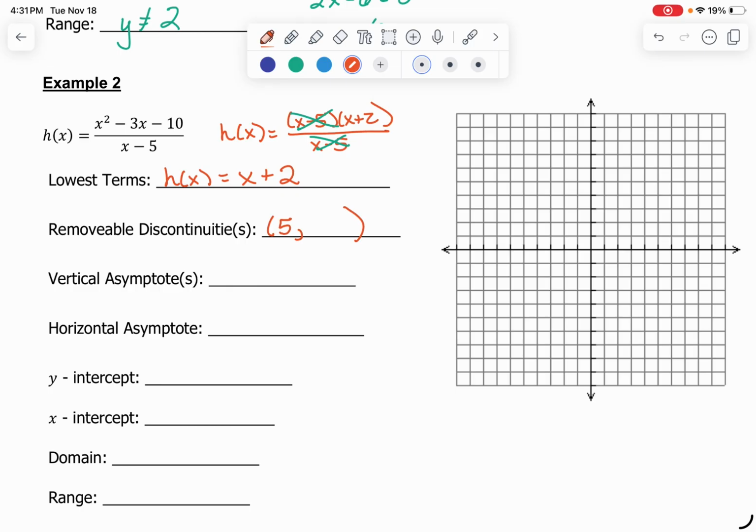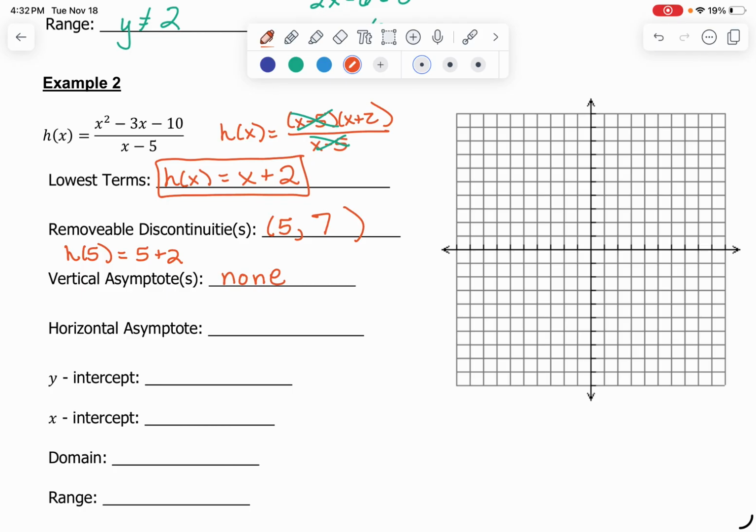Okay, so I have a removable discontinuity when x is 5. To find the y value of my hole, or removable discontinuity, I'm going to find h of 5 using my simplified lowest terms of the equation. So I just do 5 plus 2, and so the hole is at 5, 7. Now I'm going to look at this form of my equation to answer the rest of the questions. I don't have anything left in the denominator, so there are no vertical asymptotes.